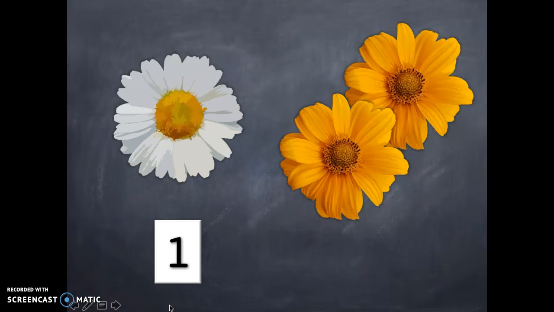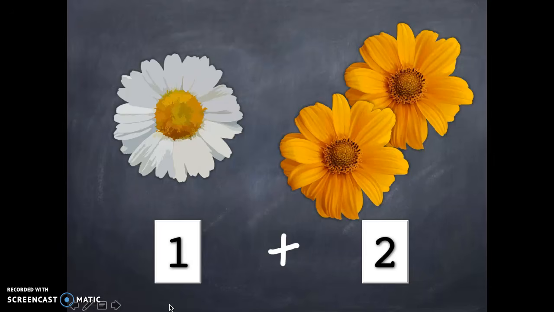And I had 1 white flower. I had 2 yellow flowers. When I add those partners together, I get 3. See how I'm using my objects or my items to show and model how to make 3? That's really helpful because then everyone can see all the good thinking in your brain right on your desk.